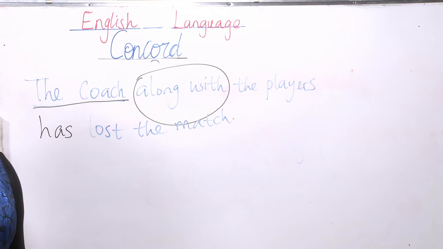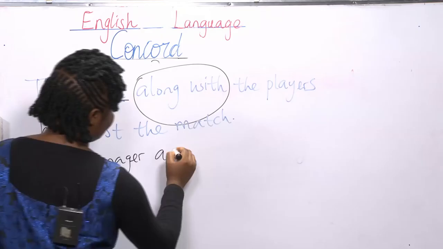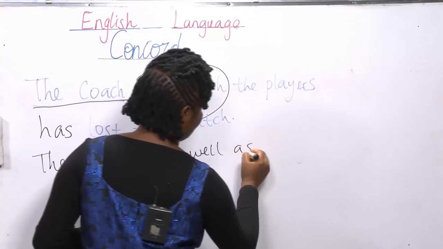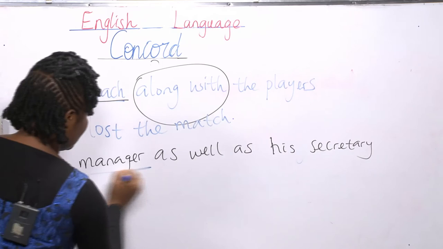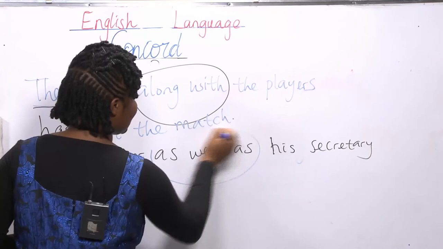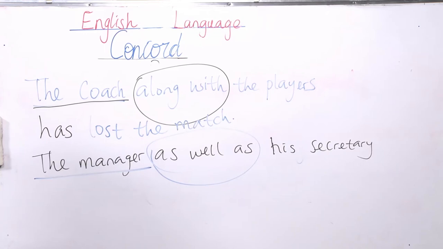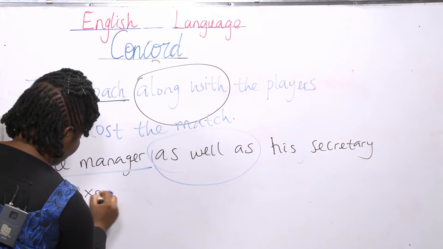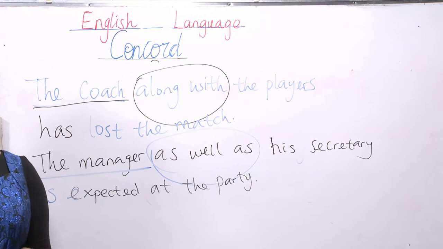Now another example. The manager as well as his secretary is expected. Now note that the manager is a singular subject. Now I'm using this immediately after it. As well as his secretary. But because this is a singular subject already, and it is followed by this, then we are going to use a singular verb. So the manager as well as the secretary is expected at the party.